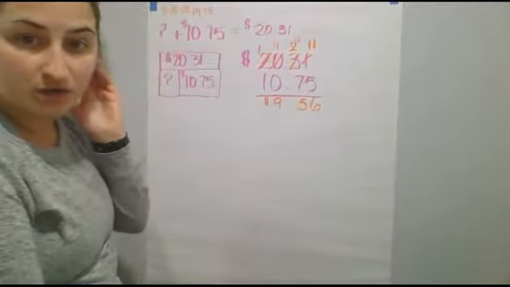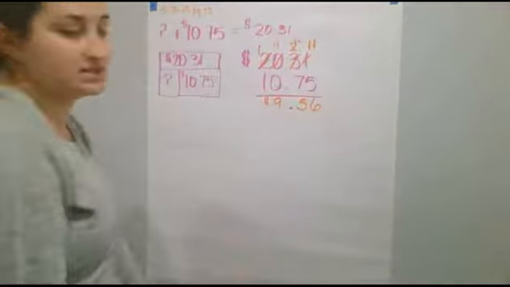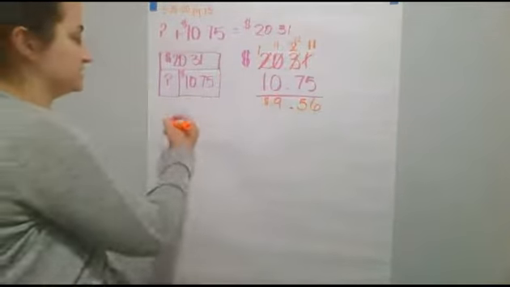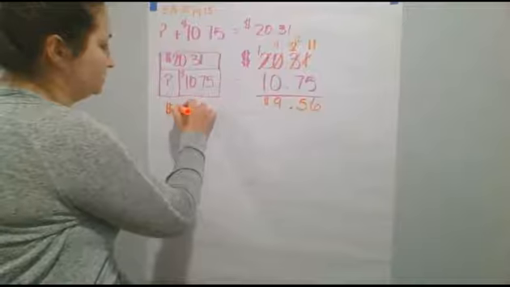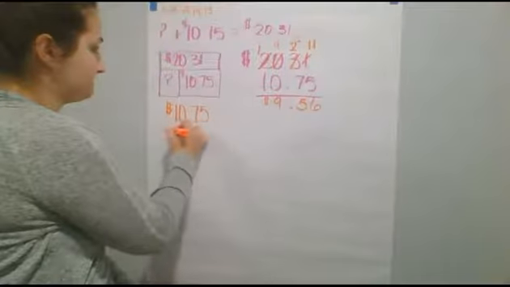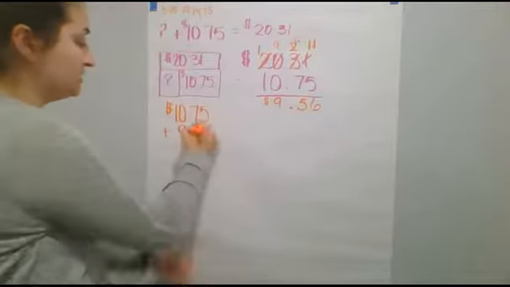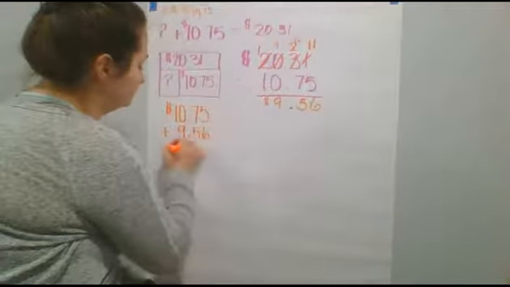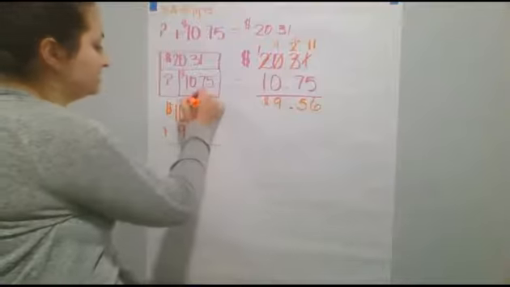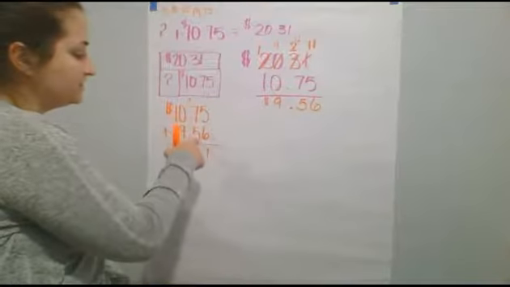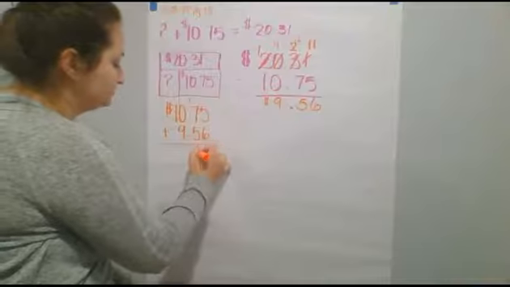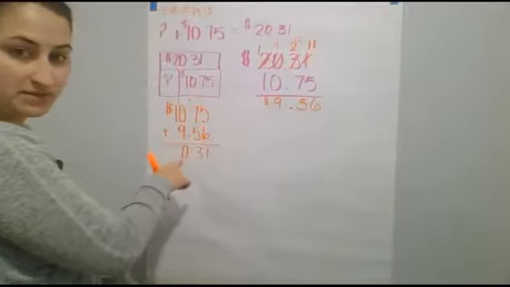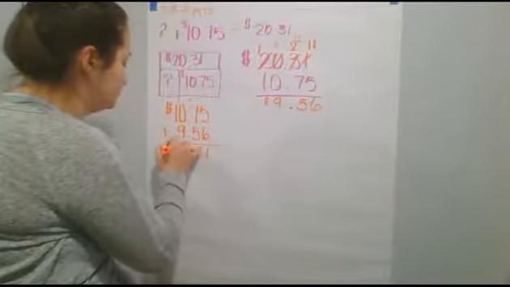We want to double check that we're correct by doing the opposite operation, which is addition. So we take that $10.75 and add it to our $9.56 to check our work. Make sure you line up your decimal and your place values. So 5 plus 6 is 11. 7 plus 5 is 12, plus 1 is 13. 9 plus 1 is 10. Bring down that decimal between the 0 and the 3. 1 plus 1 is 2.